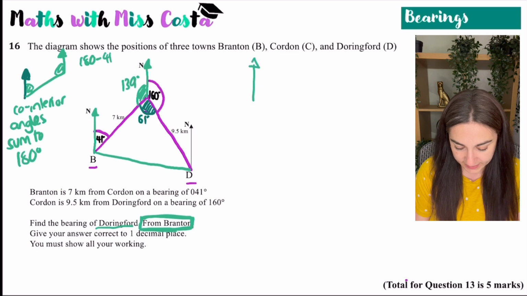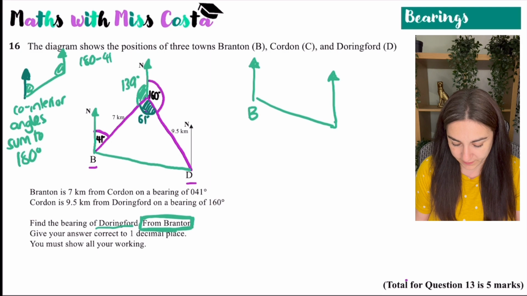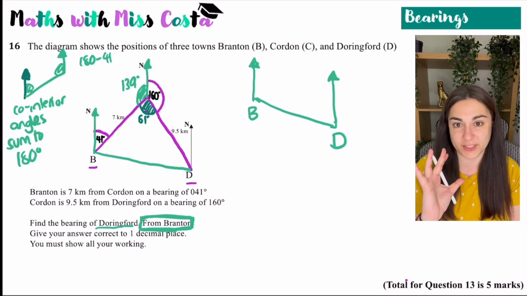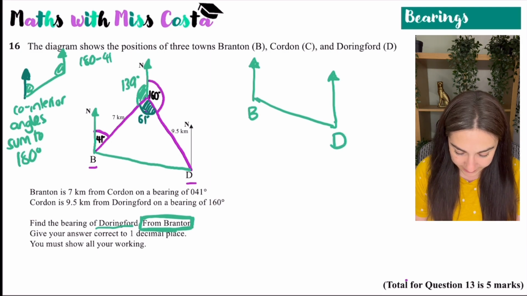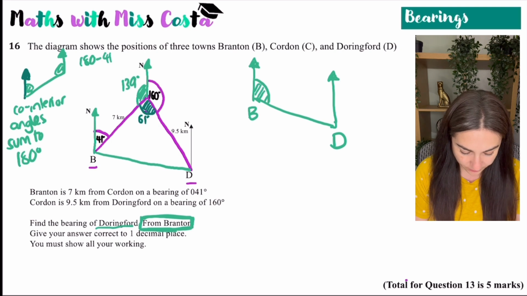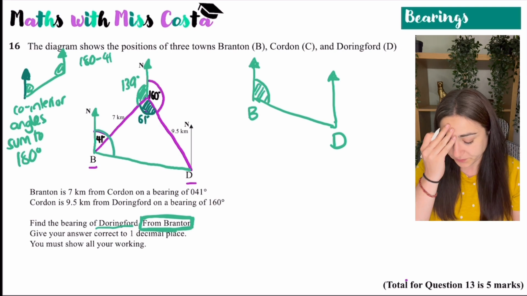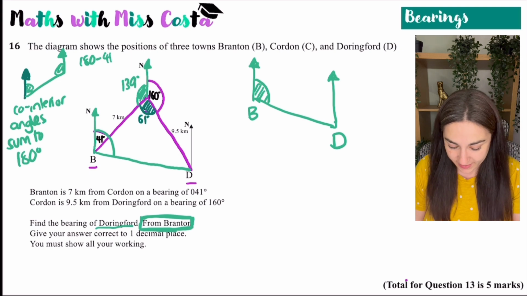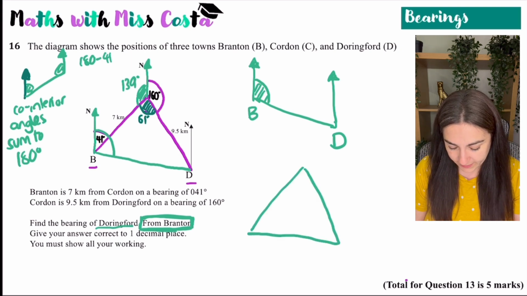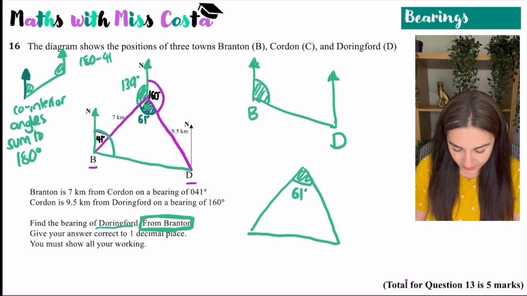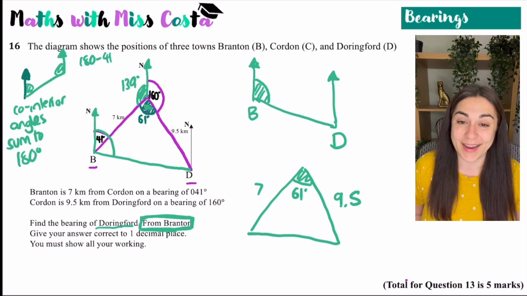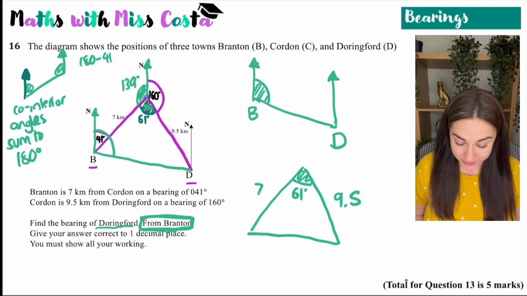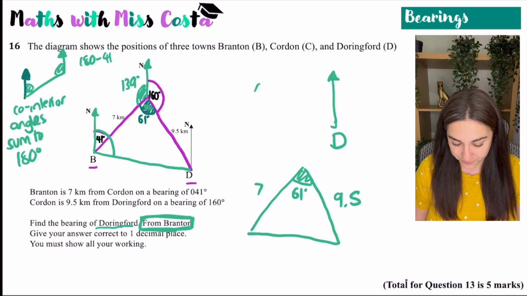So this is Branton and this is Dorringford. Okay, and this is what it would look like if it was just one bearing. And I need to work out this angle here, which would be all of this. In order to do that, I have formed a triangle here, and I know this angle here is 61 degrees because it's over here. I know this side here is 7 and this side here is 9.5. So I am going to have to use some advanced trigonometry to help me work the next steps out.